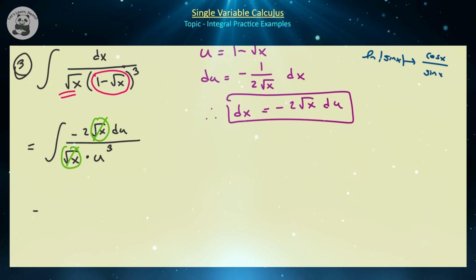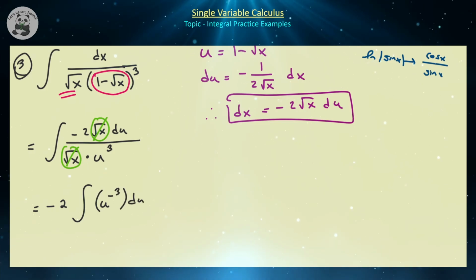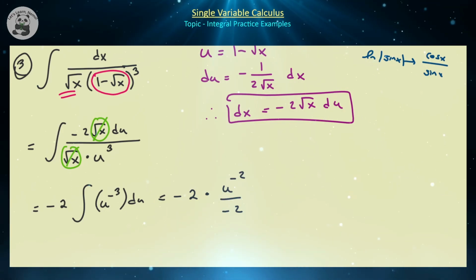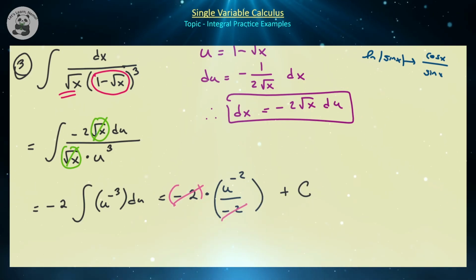So that means this is going to be equal to, we can factor out that minus 2, so we're going to have minus 2 times the integral of u to the minus 3 du, and then we can just use our power rule here. So we're going to have minus 2 times, add 1 to that exponent, so we're going to have u to the minus 2, all divided by minus 2. And then, don't forget our plus c. So notice that our minus 2's are going to cancel here, and then we're just going to be left with u to the minus 2 plus c.